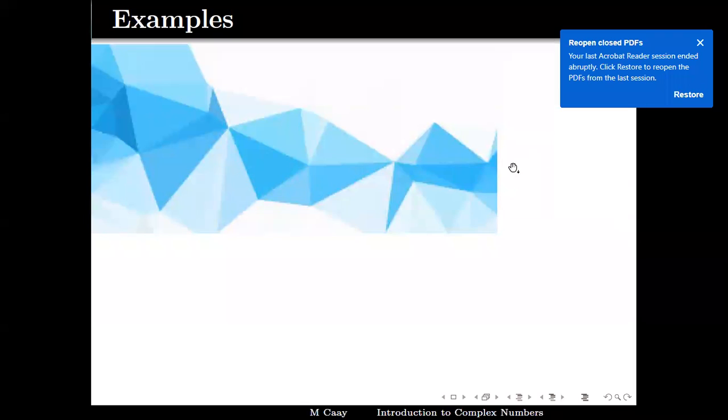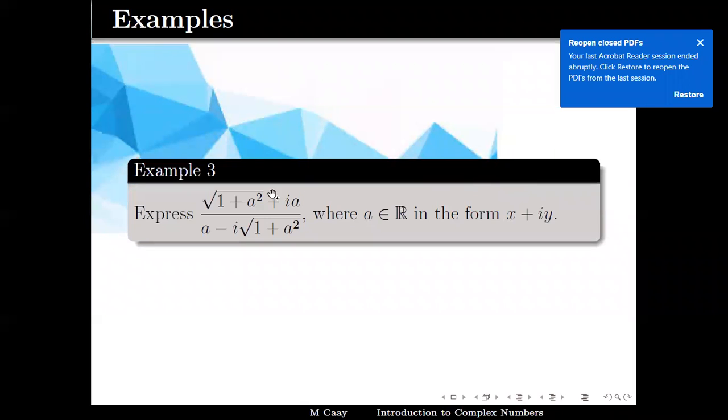Okay, so let's go to another example. One last example. Express this expression here, where of course a is an element of the set of real numbers, in the form x plus iy. Now, what are we going to do with that? Observe that I can multiply the denominator by its conjugate. That means I have to rationalize the denominator here.